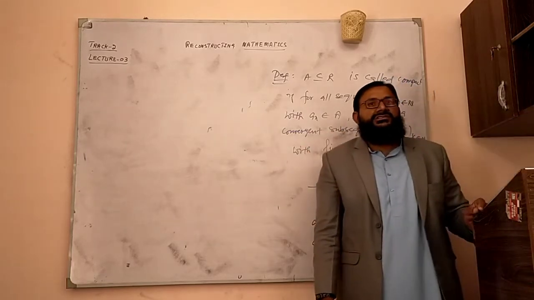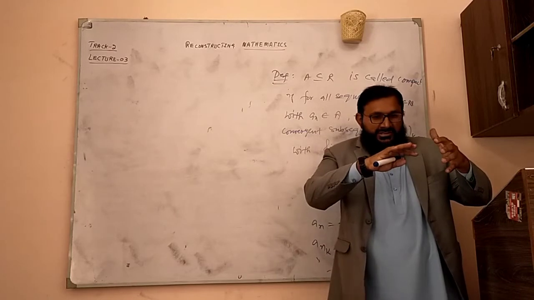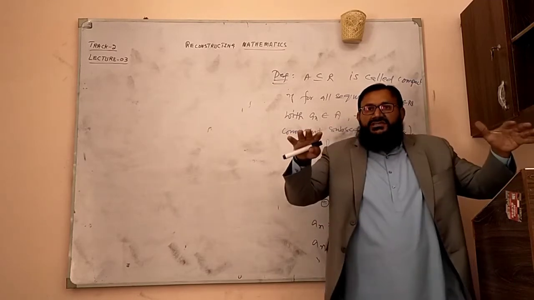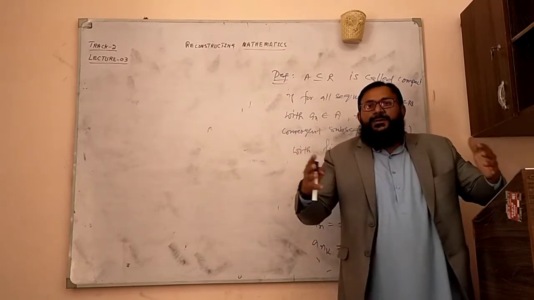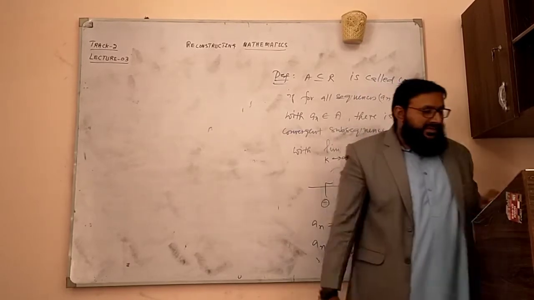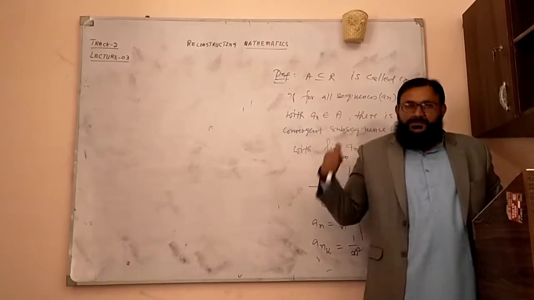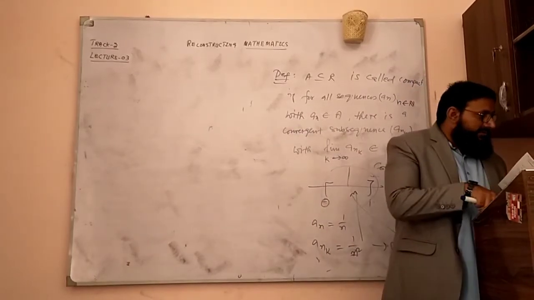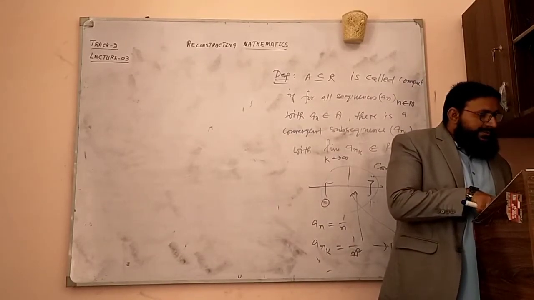But the alternate definition of compact is that you find some cover for a set, such that every open cover completely covers your set. So this is the alternate definition. Maybe we will do it in topology, but we should only keep this thing in our mind right now. Okay, some examples for compact sets.